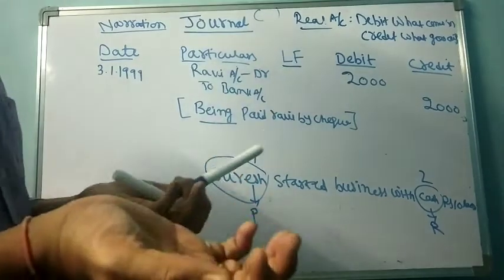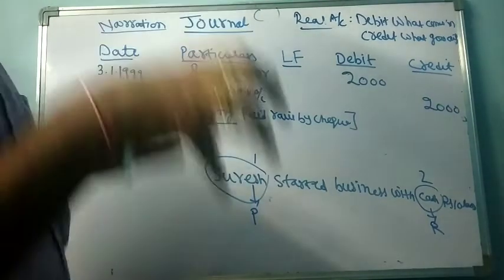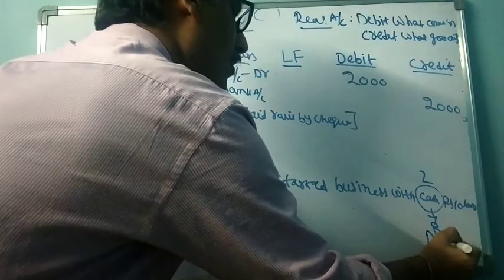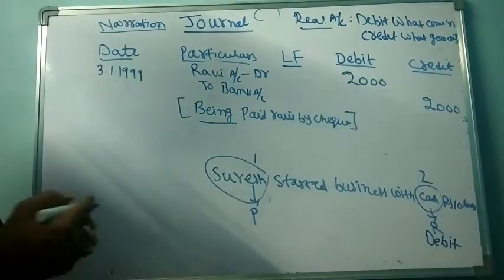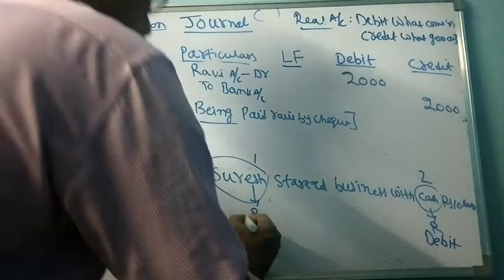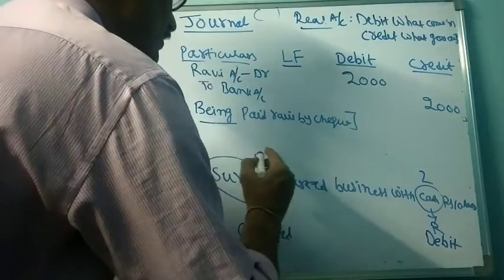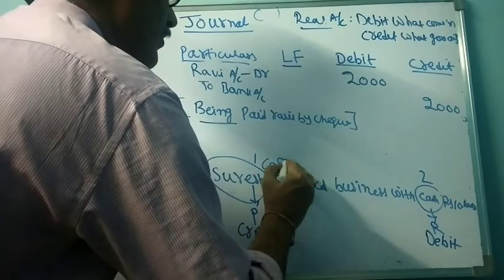Now the business is getting money because Suresh is putting money into the business. So cash should be debited because it is coming into the business. Who is giving this money? Credit the giver. Suresh is the giver. Suresh should be credited, but instead of crediting Suresh, you should use the word capital. Very, very important point here.